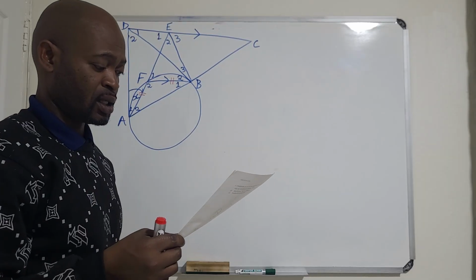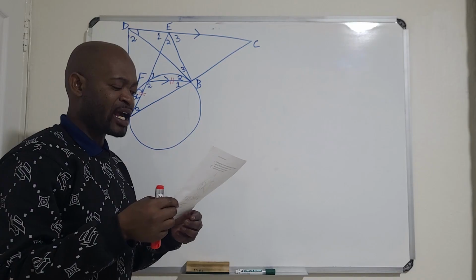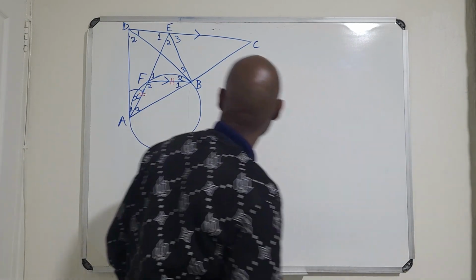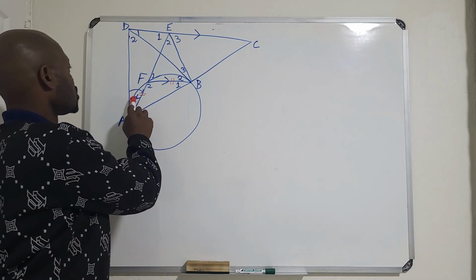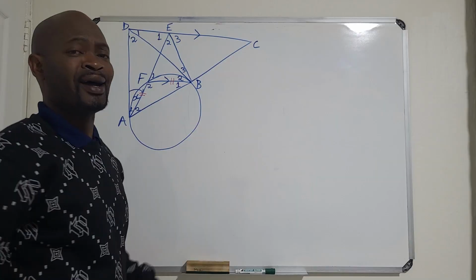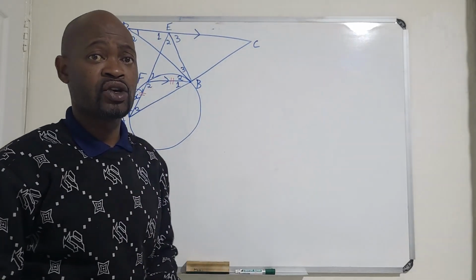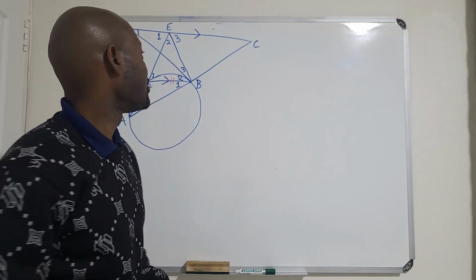Now, 8.1: find with reasons 5 other angles which are equal to X. Now, the first thing that we must do is eliminate all the theorems which are not in this problem. And let us eliminate them.